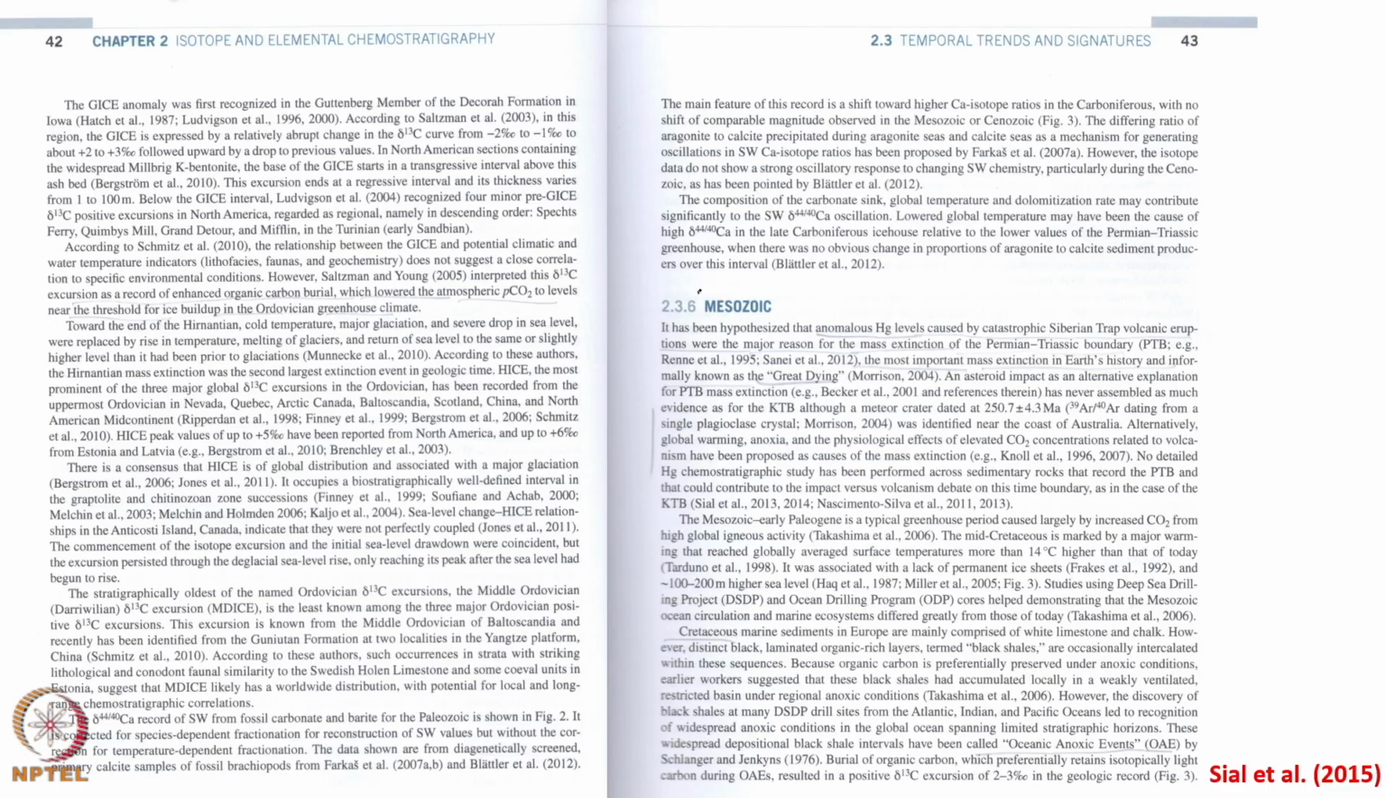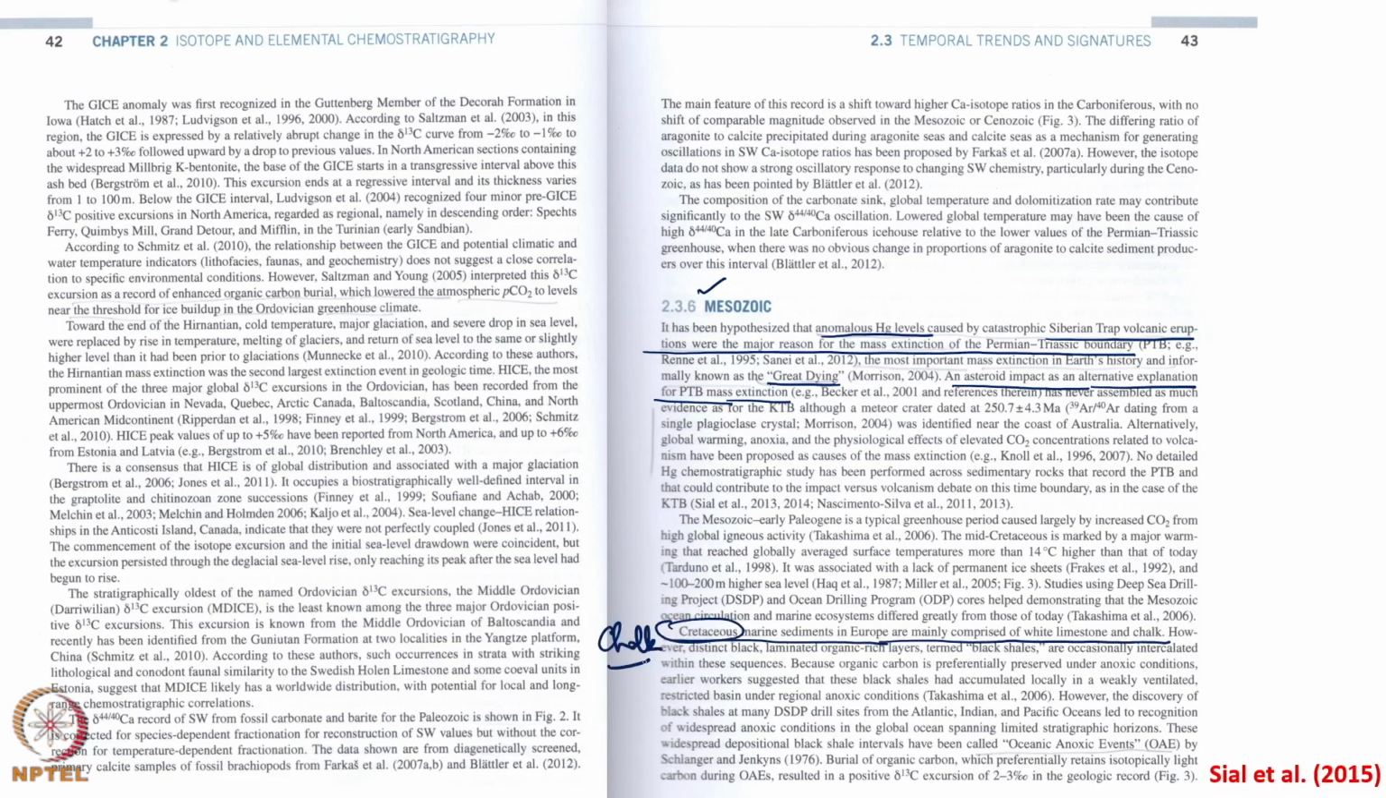Let us look at the Mesozoic. The anomalous mercury level caused by the catastrophic Siberian Trap volcanic eruption was the major reason for the mass extinction at the Permian-Triassic boundary. This Permian-Triassic boundary has also been called the Great Dying. An asteroid impact is an alternate explanation for the PTB mass extinction. Cretaceous marine sediments in Europe are mainly comprised of white limestones and chalk. The Cretaceous has come from the Latin word for chalk.